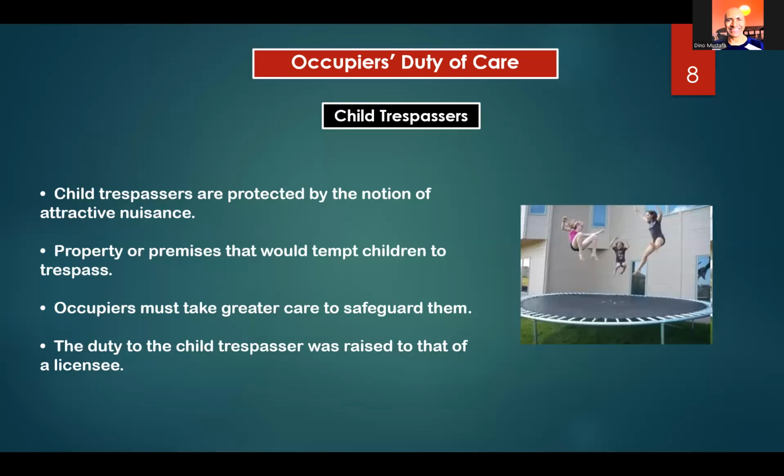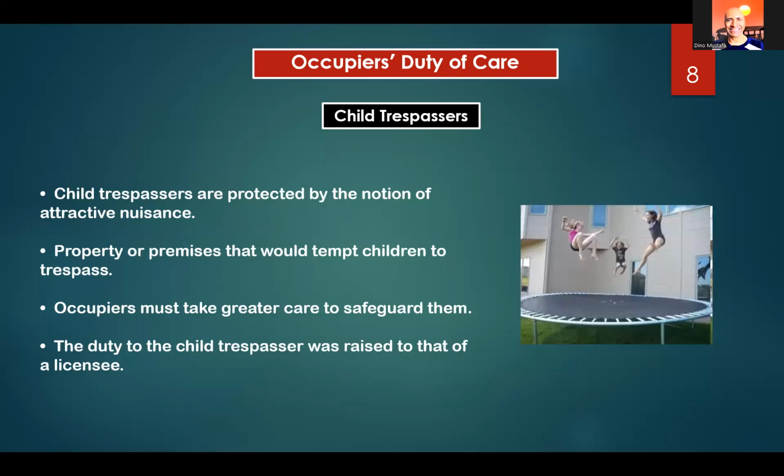So the trampoline is an attractive nuisance. A swimming pool, same thing. It's an attractive nuisance. If you have a swimming pool or trampoline, you should guard it so the children cannot enter it. If they enter with your permission, then someone should be there to watch over them. Otherwise, don't allow them. You're just taking on too much trouble, right? So property or premises that would tempt the children to trespass. So you see how, because of children, you could get into legal trouble if you don't protect what you have.